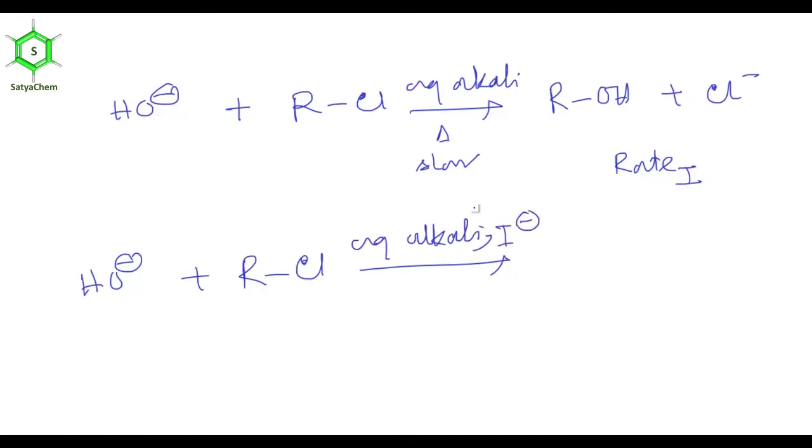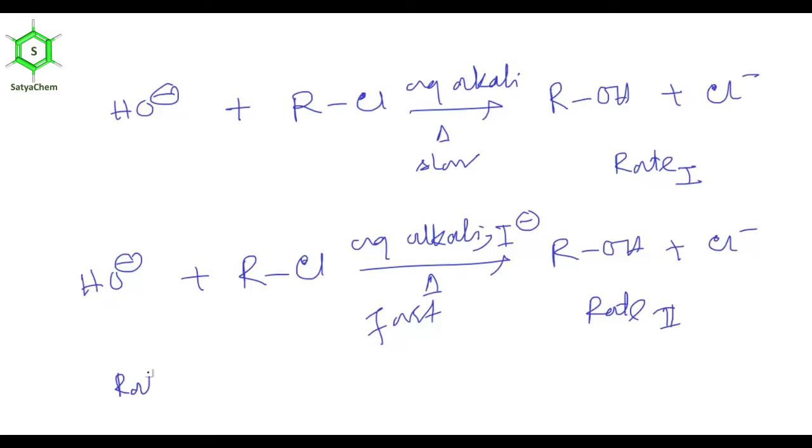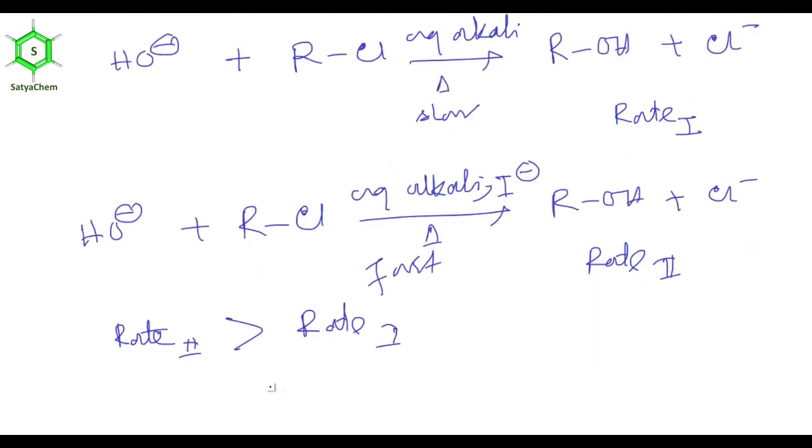Here additionally we have given iodide. This reaction is very fast, and we are getting the same ROH and Cl minus. Suppose here rate 2. It has been observed that rate 2 is greater than rate 1. Why? I need to give you a proper explanation.